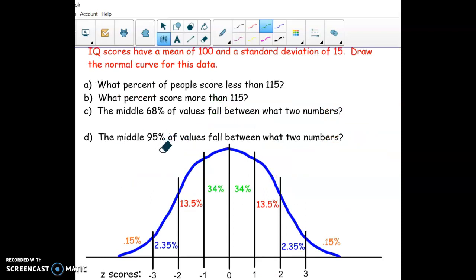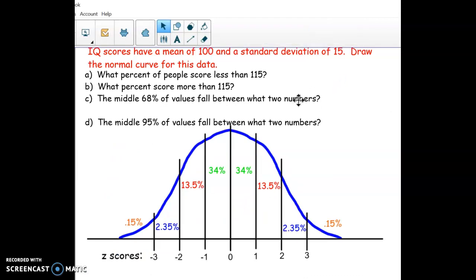So one classic one of these is IQ score. They have a mean of 100 and a standard deviation of 15. So we're going to draw this normal curve, which is nicely already done for us. We're just going to label it and then figure out these percents. I shouldn't say percentiles, just percents is what we're finding. Percentile is what you're ahead of or equal to. So we're just finding percents.